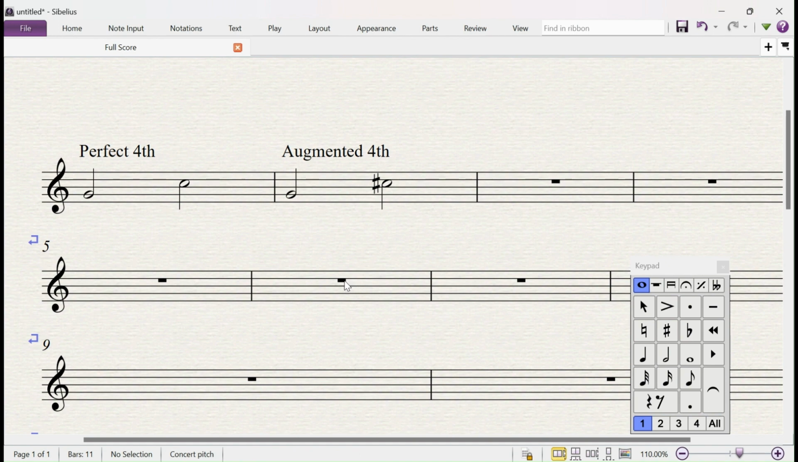Let's try another one. What if I'm in the scale of E and I have, let's make it a fifth, B. In the scale of E, my lower note is E, so I have to think I'm in E major. Is B in the scale of E? E major has four sharps: F, C, G, D. So yes, B is in the key of E major. This means that this is a perfect fifth.